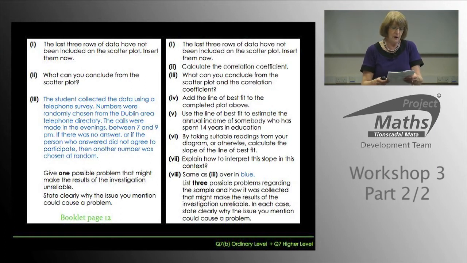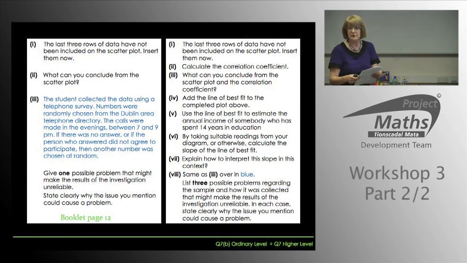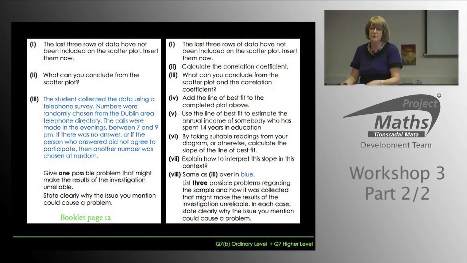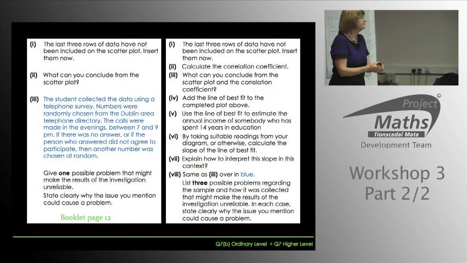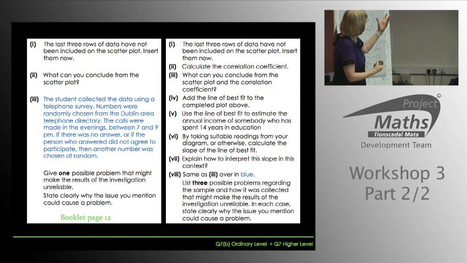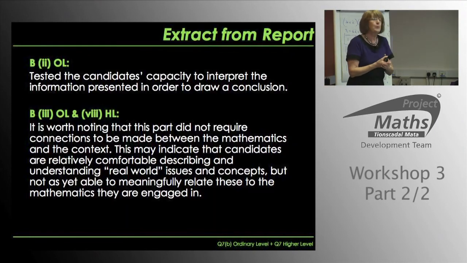random. And the ordinary level students were asked to give one possible problem that might make the results of the investigation unreliable, whereas the higher level students were given the exact same question, but they were asked for 3 possible answers. And you see what the trial report said on that.